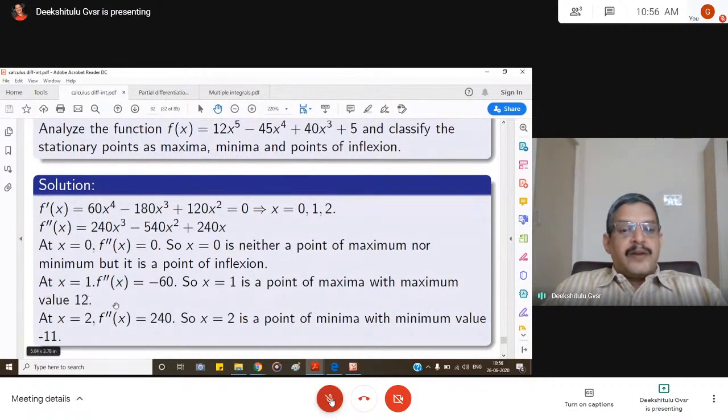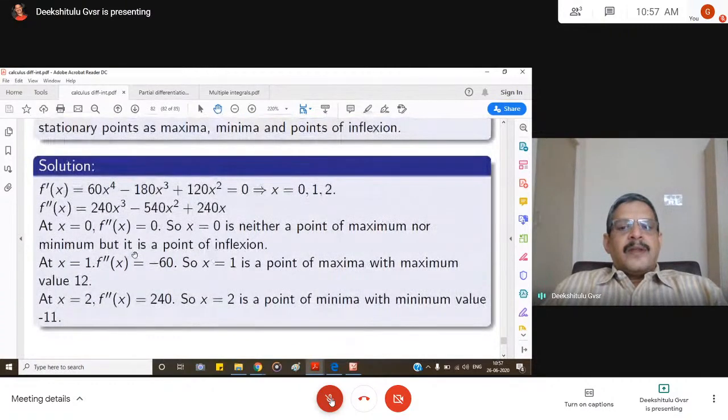At x is equal to 1, f double dash is negative, so it's a maximum value. The maximum value of the function is, put x is equal to 1 in this function, 12 minus 45 plus 40 plus 5. Value is 12. At x is equal to 2, if you find f double dash x, this is 240, a positive quantity. So at x is equal to 2, you have a minimum value. And what is the minimum value? Put x is equal to 2 in the given function, you get this value.